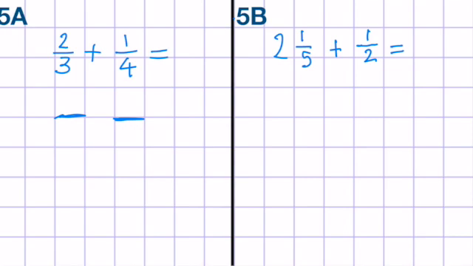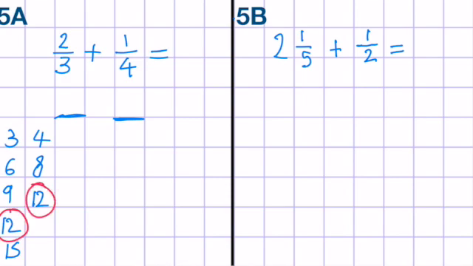So I'm going to write out the first 5 multiples for 3 and for 4. 3, 6, 9, 12, 15. 4, 8, 12. I can actually stop there. Look, 12 is the common denominator. So 3 changes to 12 and 4 changes to 12. And whatever I do to the denominator, I must do to the numerator.